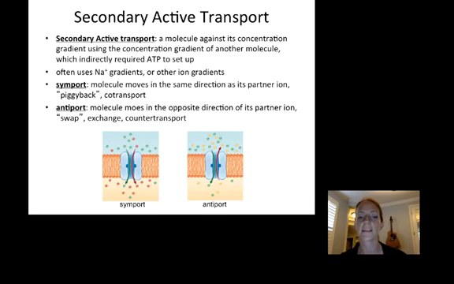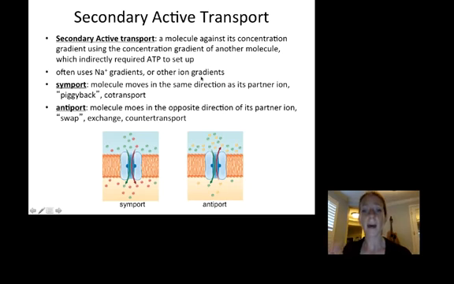Secondary active transport is actually using ATP indirectly. So it uses gradients like sodium instead of ATP directly. But it's lumped under active transport because it required ATP to set up those gradients to begin with. There are two types of secondary active transport. There's symport, where one molecule will move in the same direction as its partner ion, the partner ion being whatever is the gradient. So in this case, the same direction as sodium. If sodium is the partner, it's using the sodium gradient.